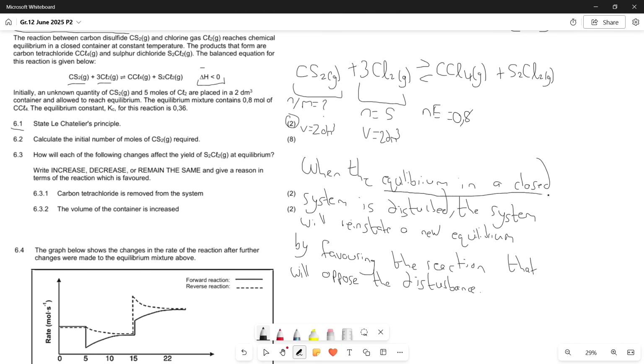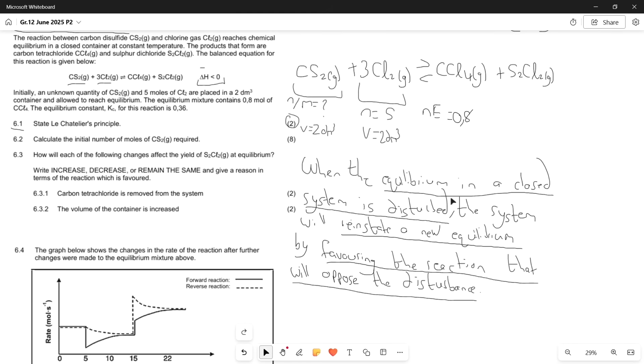So equilibrium in a closed system is disturbed is 1. Reinstate a new equilibrium is another. And then favoring the reaction that will oppose the disturbance. So it's almost everything, but the key phrases are equilibrium in a closed system is disturbed, reinstate a new equilibrium, and then favoring the reaction that will oppose the disturbance. Which means if we left out this last portion, we would get 1 out of 2. If we left out 2 different underlined phrases, we would then get 0.